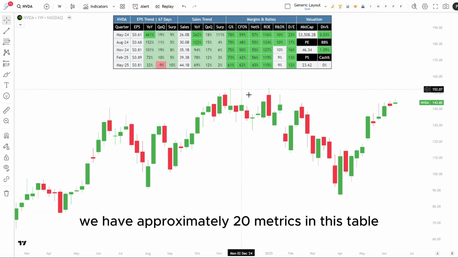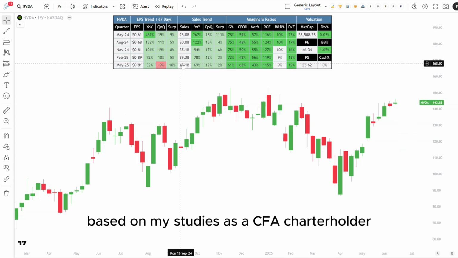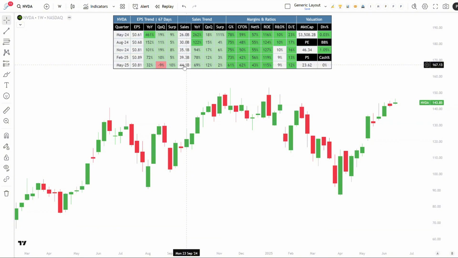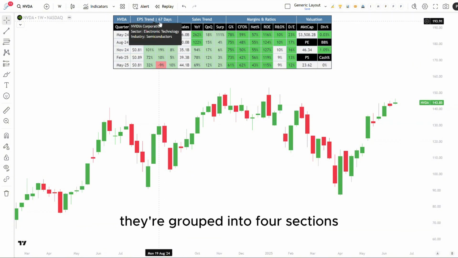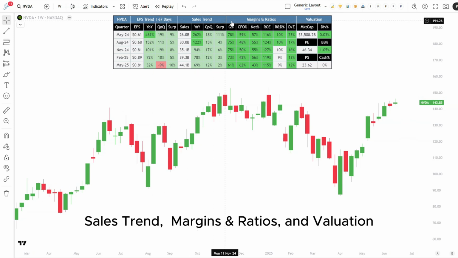Until now, we have approximately 20 metrics in this table that were hand-selected based on my studies as a CFA charter holder and over a decade of experience trading stocks. They're grouped into 4 sections. We have EPS trend, sales trend, margins and ratios, and valuation.